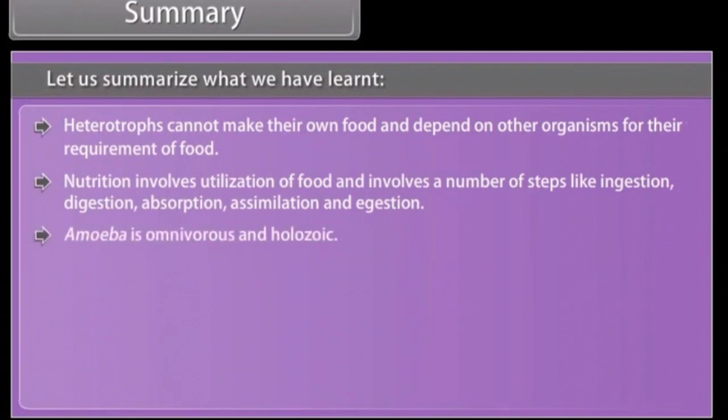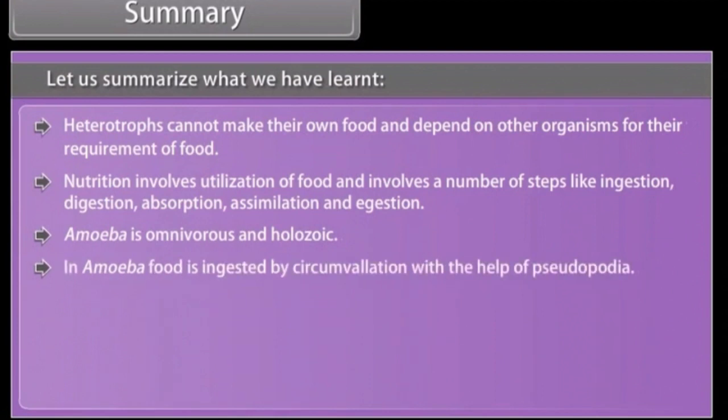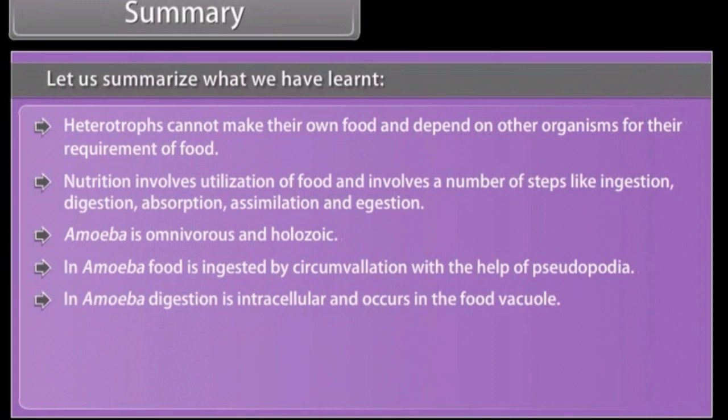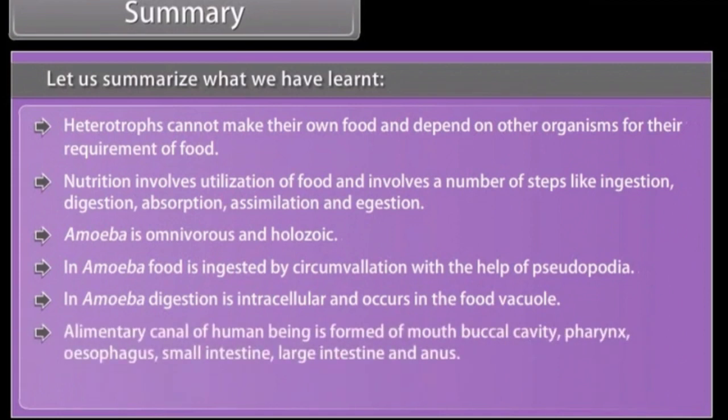Amoeba is omnivorous and holozoic. In amoeba, food is ingested by circumvallation with the help of pseudopodia. In amoeba, digestion is intracellular and occurs in the food vacuole. The alimentary canal of a human being is formed of mouth, buccal cavity, pharynx, esophagus, small intestine, large intestine, and anus. Teeth in man are heterodont.